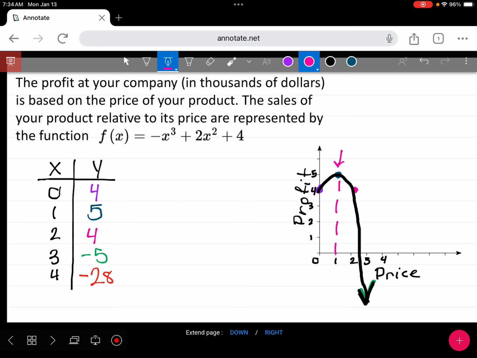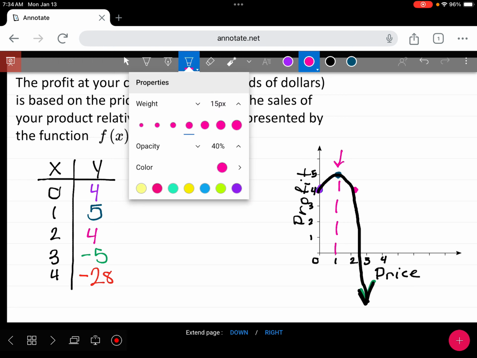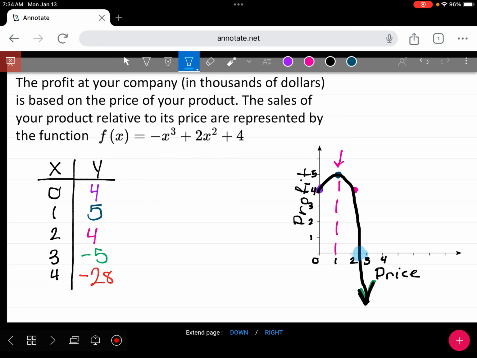If we're looking for when will my profit be 0, when is my break-even point, the absolute highest we can go? Where is my profit 0? Between 2 and 3. Between 2 and 3. So somewhere in here, we'd have to do a little bit more research to find that. But again, that's where we're switching from positive to negative. So our roots, our solutions, our zeros show us when our y is 0.